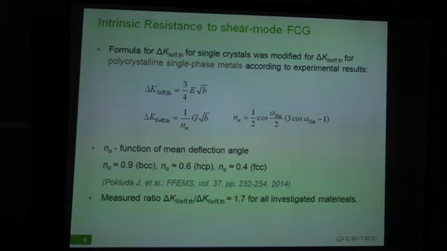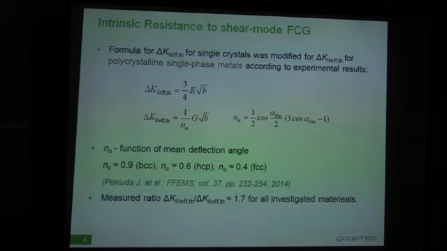And then we made experiments for mode 2, and we measured the effective thresholds in mode 2. And we use this equation, but here G is the shear modulus, modified by this parameter n alpha. It depends on the angle of the deflection of the mode 2 loaded crack.